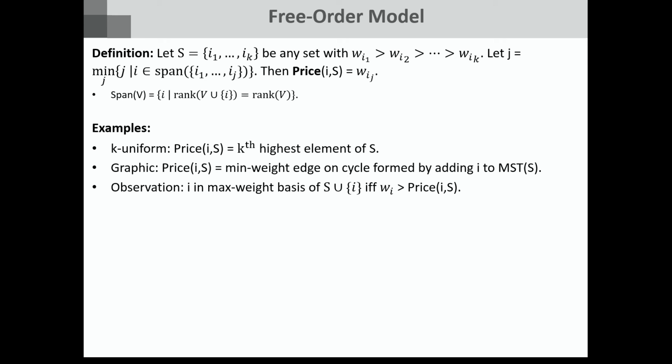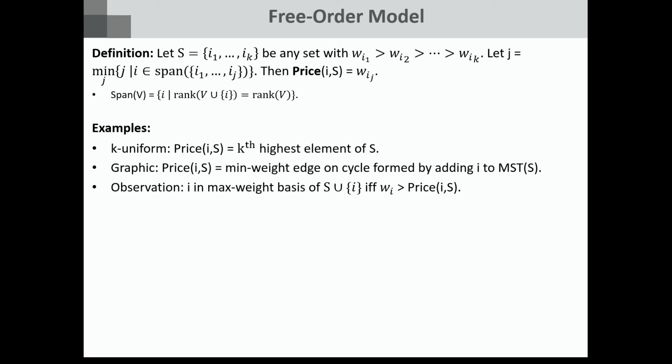Okay, so some examples: for K uniform matroids, the price of I with respect to a set S is the kth highest element of S, because if I start with one element, I don't span I. If I keep adding, I need to have K elements, and as soon as I have K elements, I span I. For a graphic matroid, the price of I with respect to S is going to be the min weight edge on the cycle formed by adding I to the max weight spanning tree.